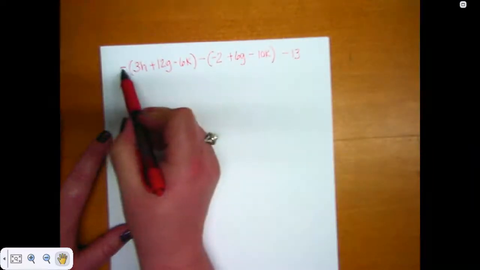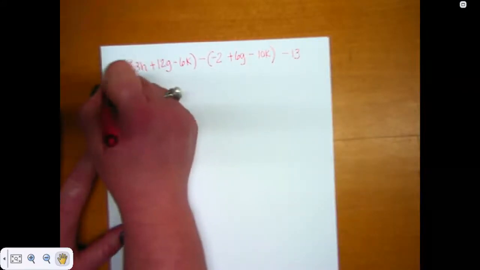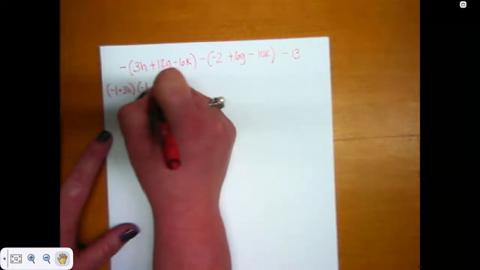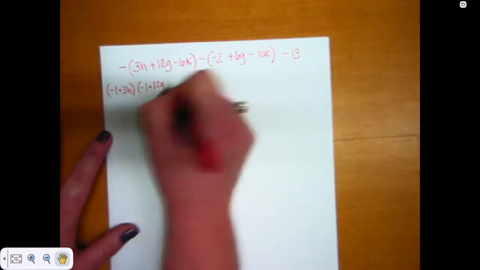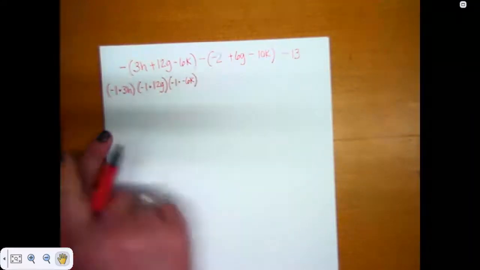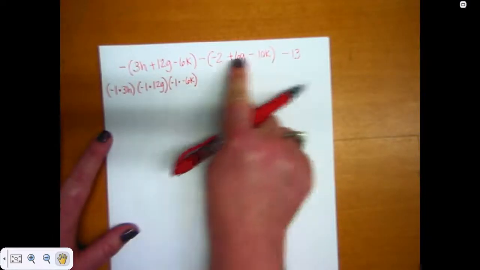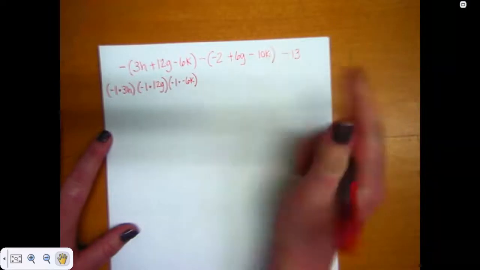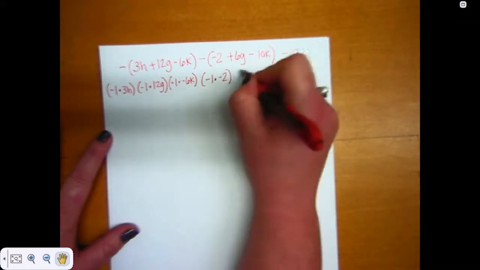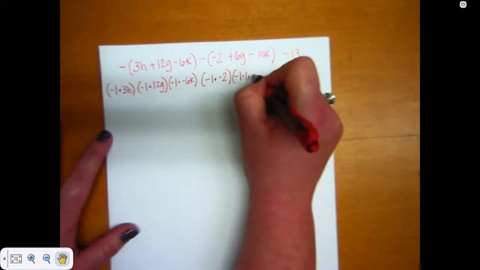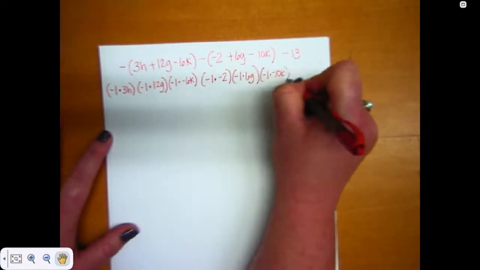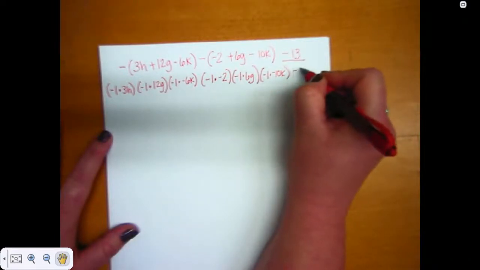We know that this is a negative 1. So it would be negative 1 times 3h, negative 1 times 12g, and negative 1 times negative 6k. Now, this is also a negative 1 attached to this parenthesis. So this would be negative 1 times negative 2, negative 1 times 6g, and negative 1 times negative 10k. And then, of course, just bring down this negative 13.